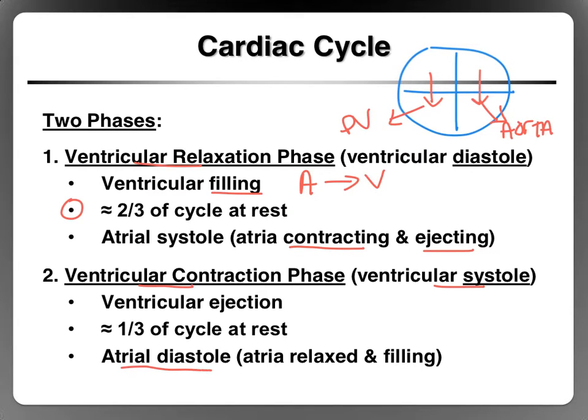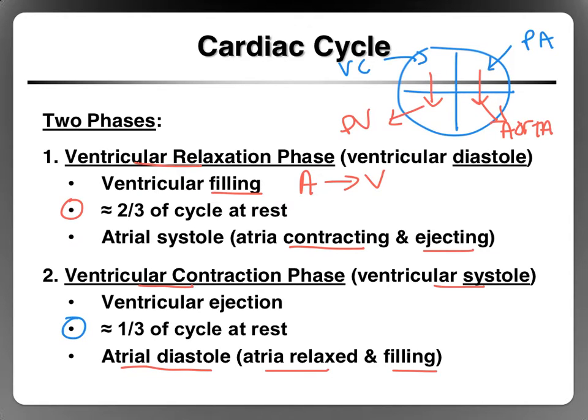Simultaneously, okay, so now we've got the reverse, the atria are in diastole. The atria are relaxed, and now they're refilling with blood. Okay, and the blood going into the right atria is coming from the vena cava, and the blood going into the left atria is coming from the pulmonary artery, bringing fresh blood back from the lungs. And the ventricular contraction phase represents 1/3 of the cardiac cycle.